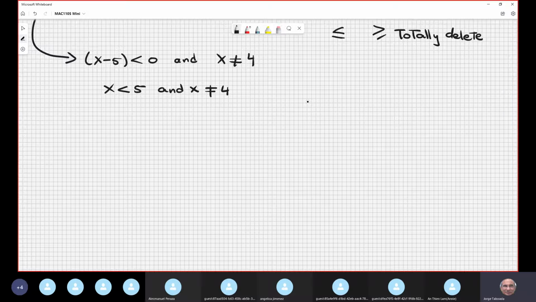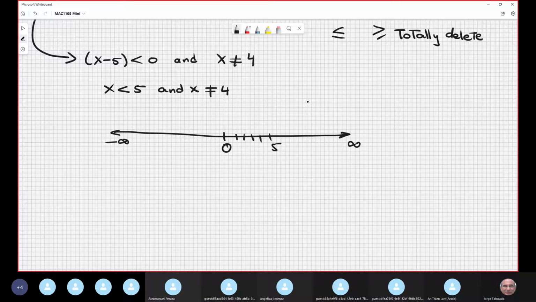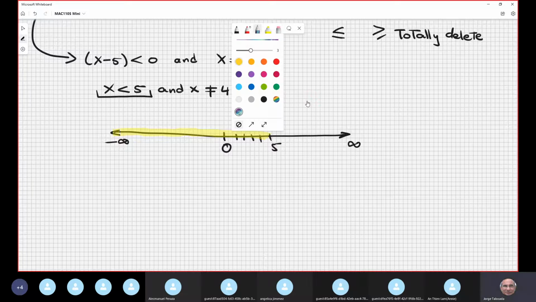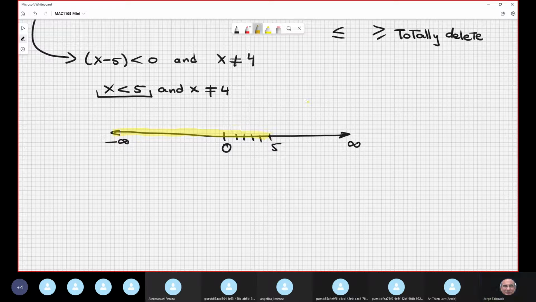To understand this compound inequality well, you do the number line, negative infinity, 0 here, 1, 2, 3, 4, and 5. Okay, this piece is from 5, but on the left because it's less than. Of course, no include 5. Okay, let me use a yellow color. Another click. Okay, this is parentheses. And this continue forever.